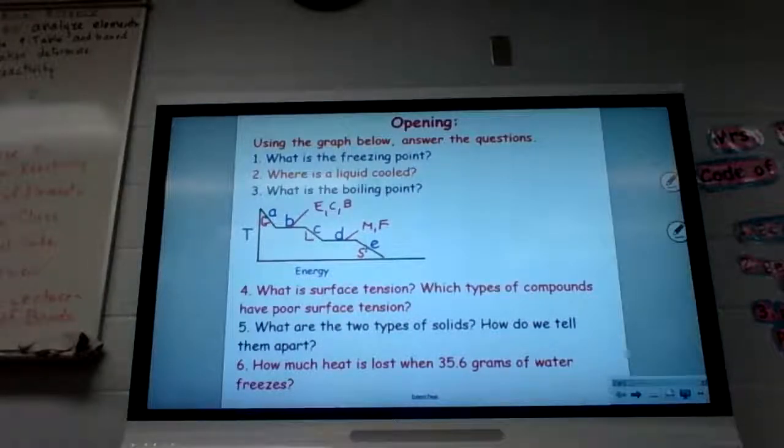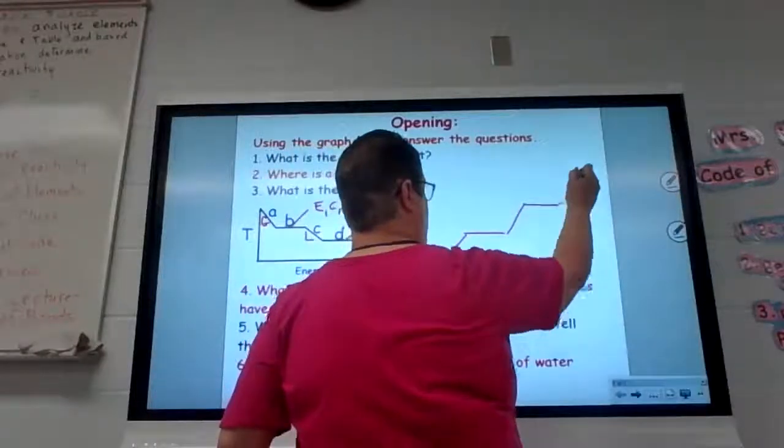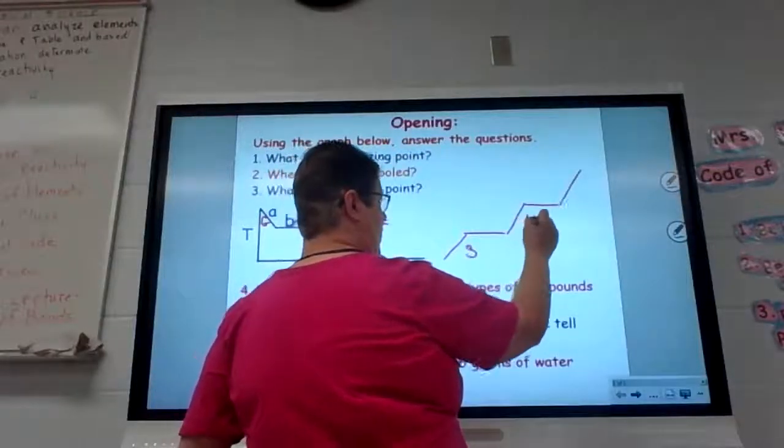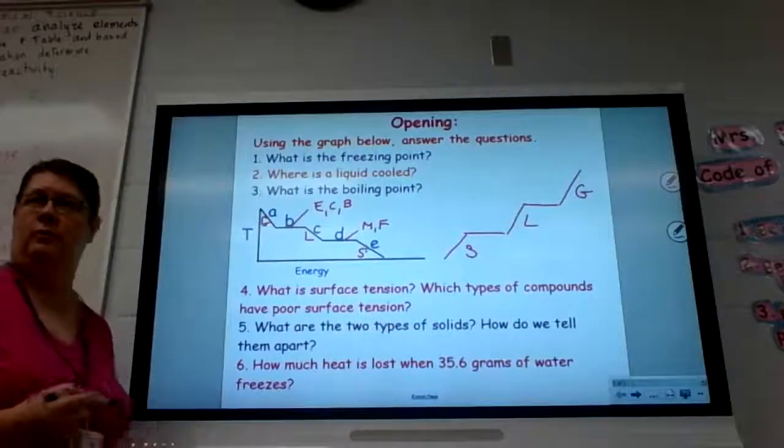2 is C. Mm-hmm. So does it, because yesterday you said liquid is C. No. Yesterday I had it drawn this way. This was the solid, this was the liquid, this was the gas. Okay?